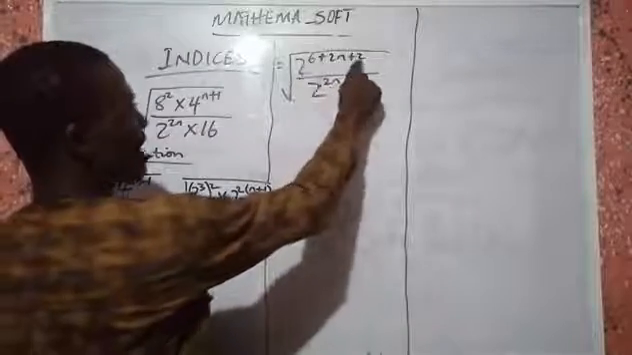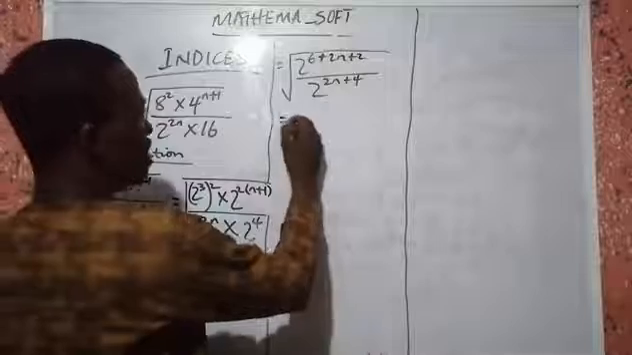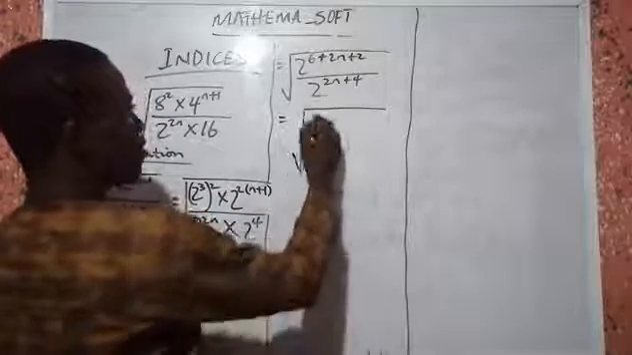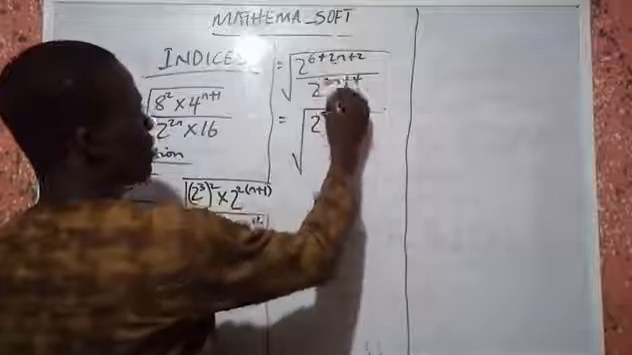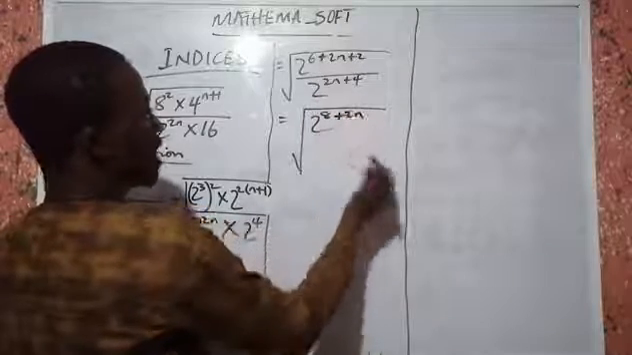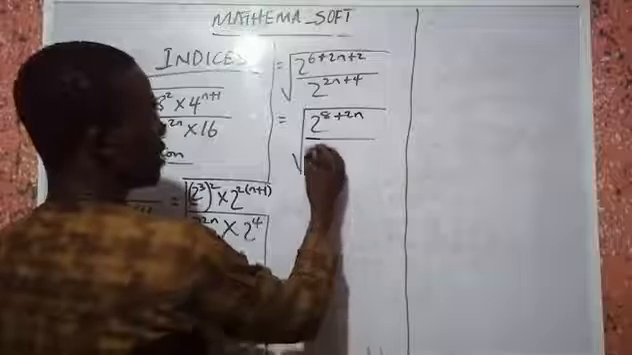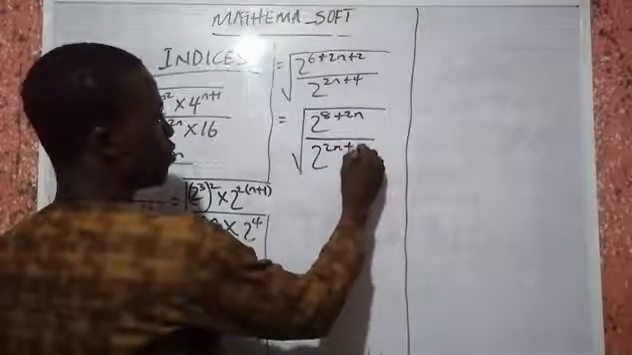This is ordinary 6 and this is ordinary 2, so they can add together. So I will have 2 raised to power 6 plus 2, which gives me 8. Then plus 2n. That 2n cannot add up to it, divided by 2 raised to power 2n plus 4.